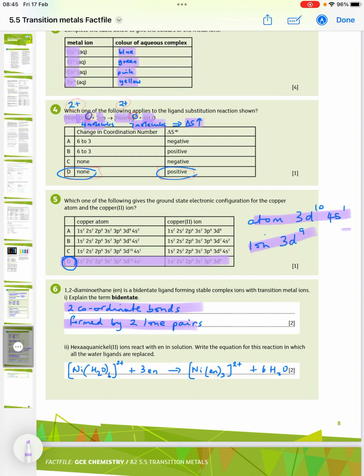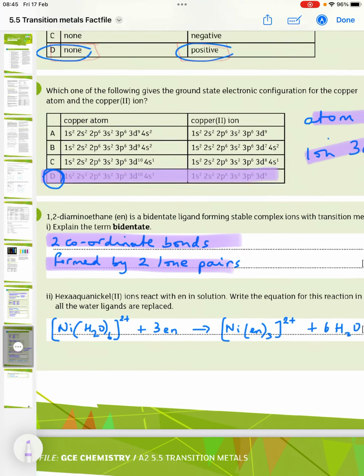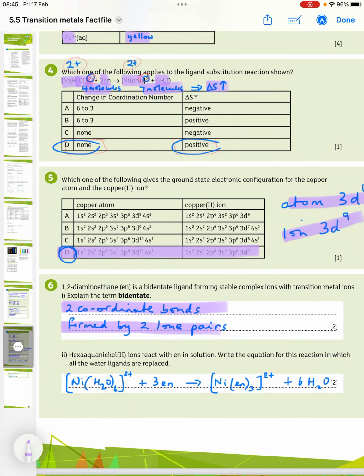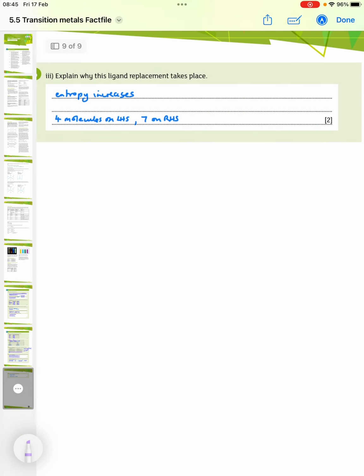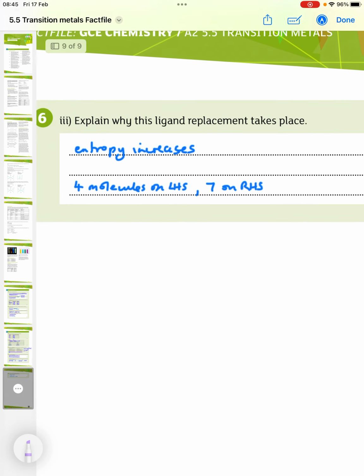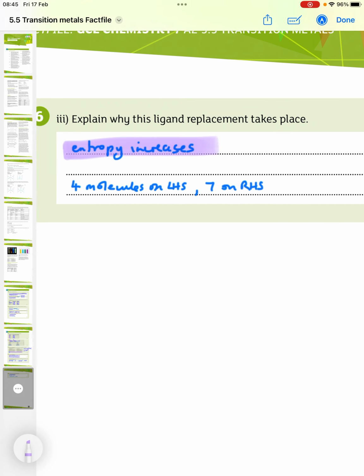Hexaaquanickel(II) ions react with en in solution. Write the equation for this reaction in which all the water ligands are replaced. I think actually that was higher up the page. [Ni(H2O)6]2+ plus 3en gives [Ni(en)3]2+ plus 6H2O. And explain why this ligand replacement takes place. Well, it's because the entropy increases because there are 4 molecules on the left and 7 on the right.